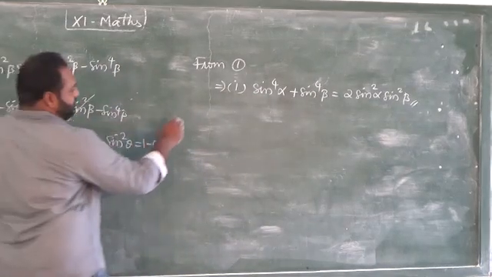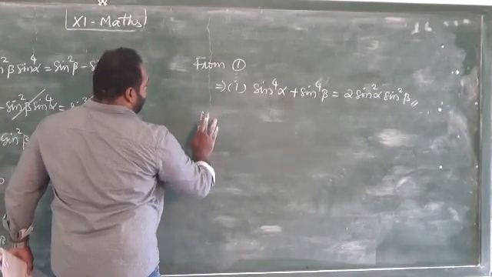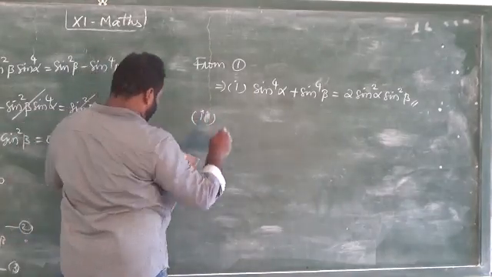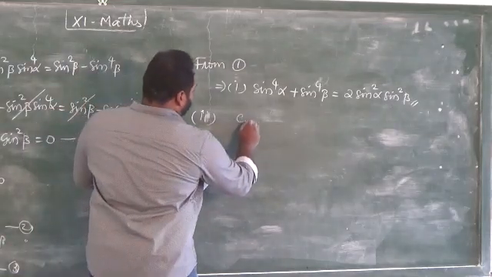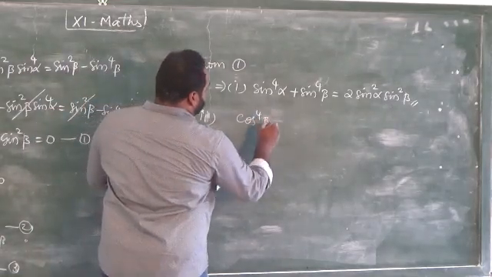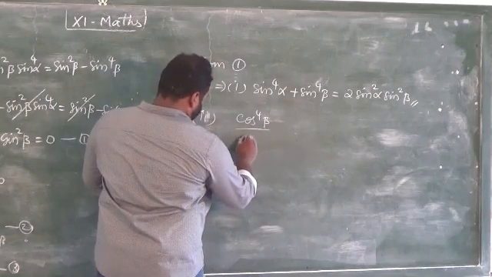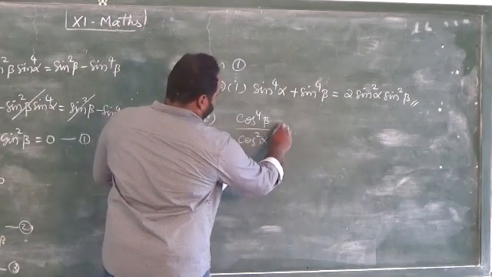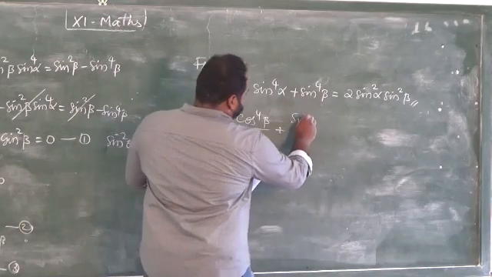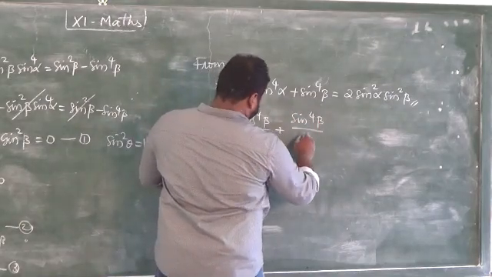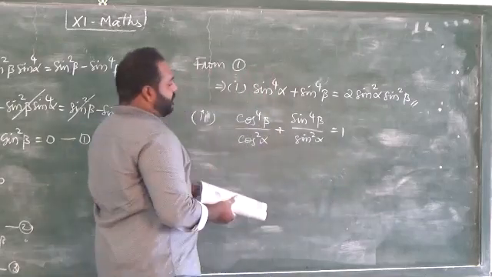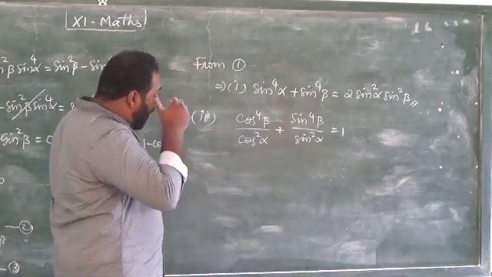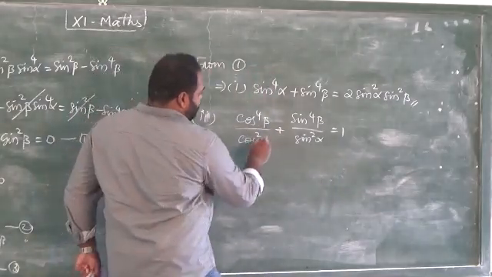Next, the second subdivision is actually cos power 4 beta by cos square alpha plus sin power 4 beta by sin power 2 alpha equal to 1. So here we can prove the LHS.